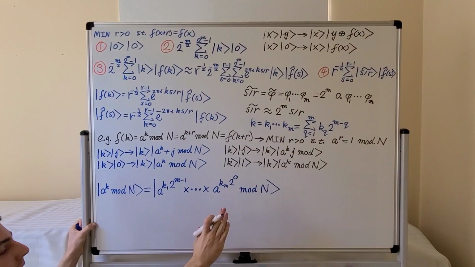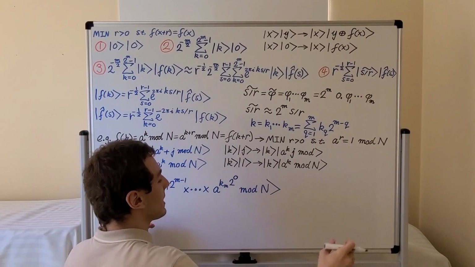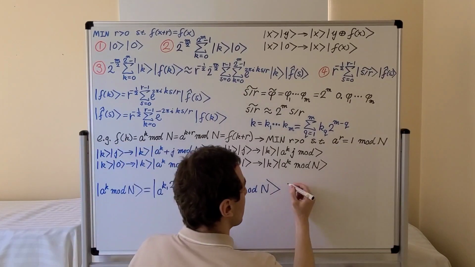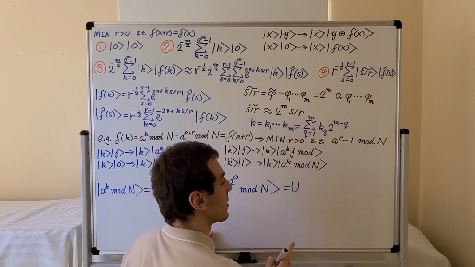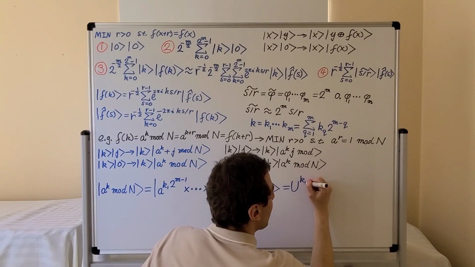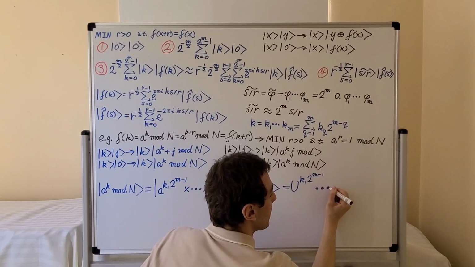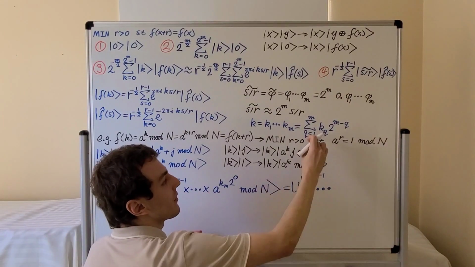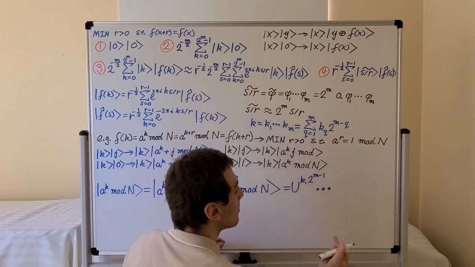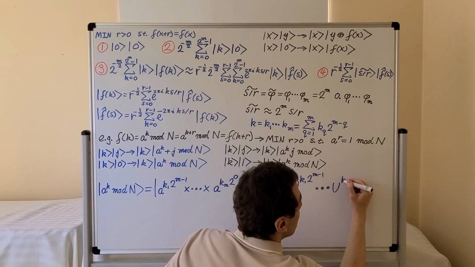And now, in this format, we can see that we can apply a unitary operator successively with different powers. This is going to be equivalent to U, this unitary operator, which I will define in a moment, to the power of k1 times 2 to the m minus 1. Then we have dot, dot, dot, all of the intermediate terms that correspond to these intermediate factors. These are intermediate values of q between 1 and m. And then the final unitary operator is U to the power of km times 2 to the 0.